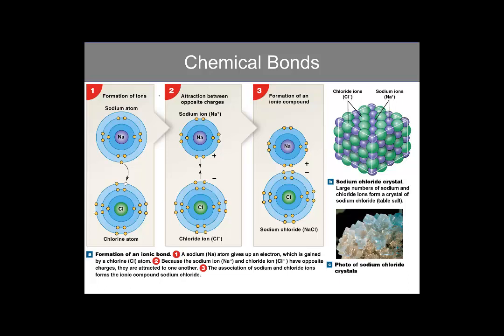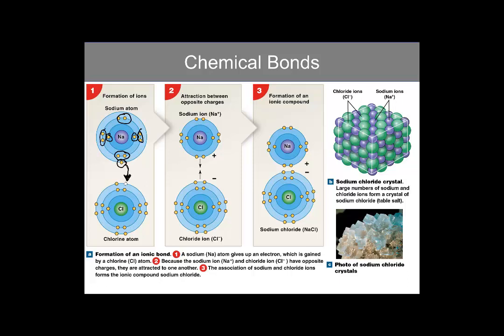Here's an example of how ionic bonds form. Our first atom is an atom of sodium, and if we count the number of electrons in an electrically stable sodium atom, we have 2 electrons in the first energy level, 8 electrons in the second, and the third energy level has 1. Sodium is going to naturally lose this 1 electron.